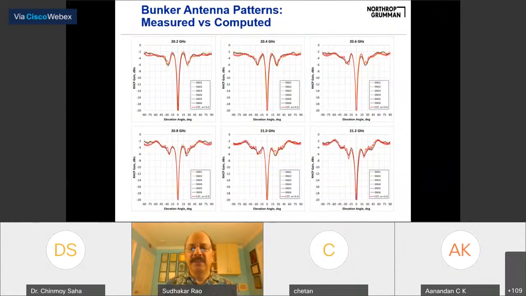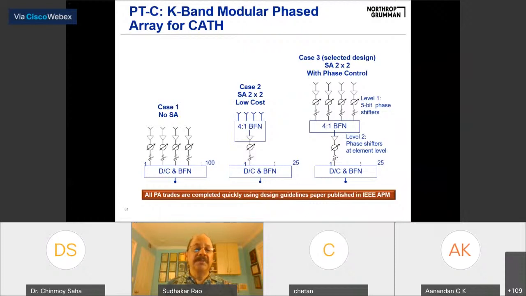These are the patterns. I didn't want to go through them. Modular phased array: this is a 10 by 10 phased array, so we tried to use everything here, 100 elements, combined through the BFN. Then your number of ports for the digital processor is very, very large, so DC power is going to be high, and it's expensive as well.